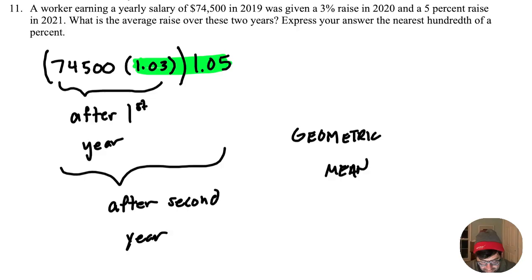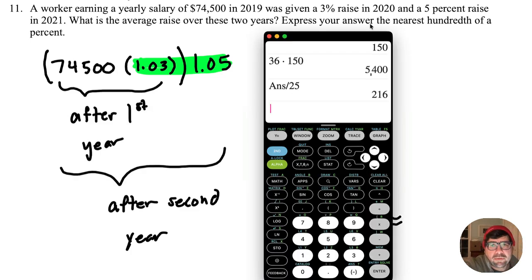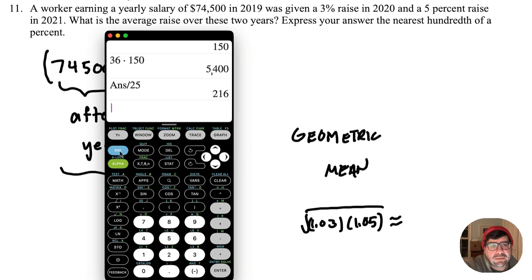Well, with two numbers, you take the second root of their product. So the square root of 1.03 and 1.05, this should give us an approximation to some degree, it depends on how we're rounding this, of what the geometric mean is. So we're going to do 1.03 times 1.05, we get some answer. And then I'm going to take the square root by doing the power to the 0.5. So that's about 1 and about 3.99%.